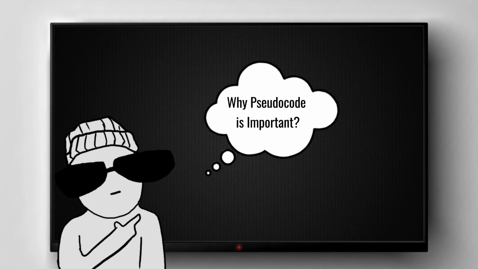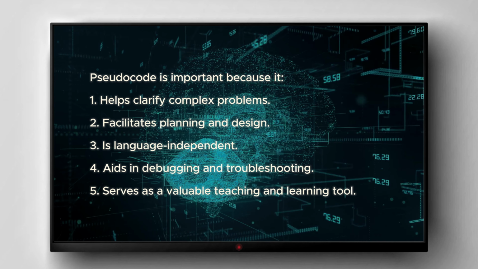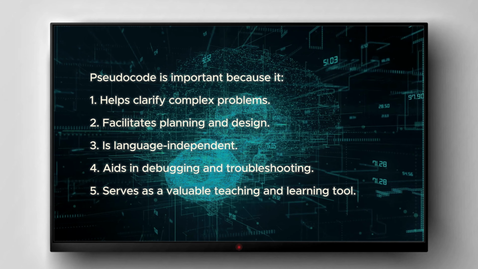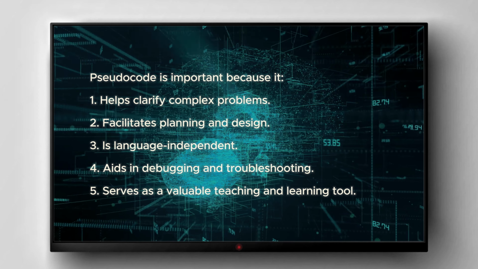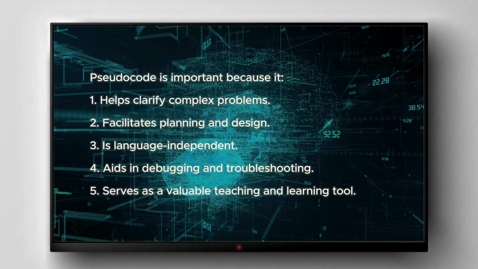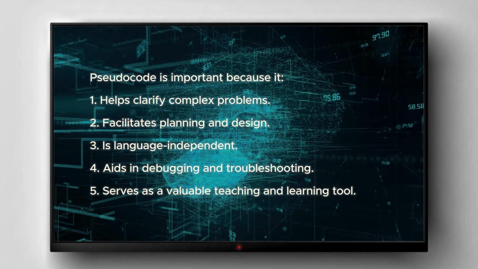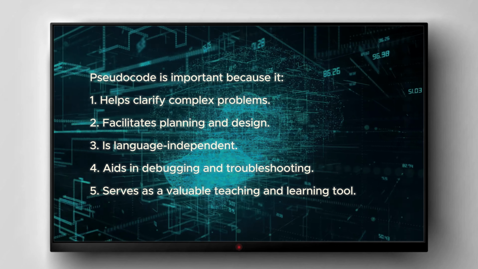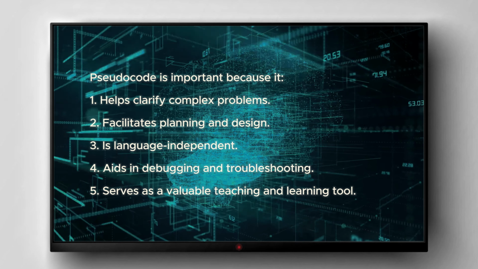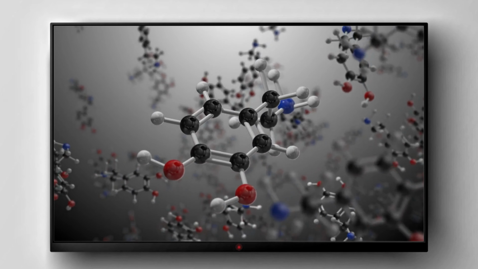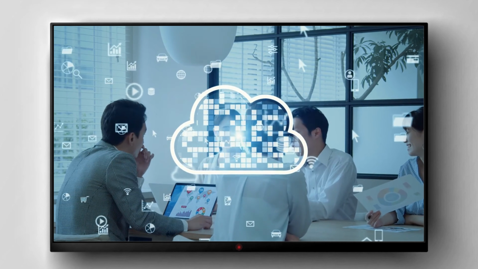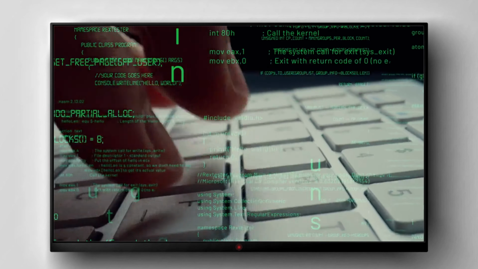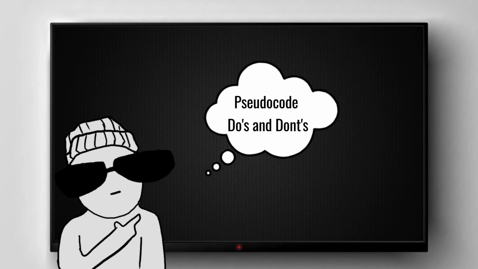Why is pseudocode important? Pseudocode is important because it: 1. Helps clarify complex problems. 2. Facilitates planning and design. 3. Is language independent. 4. Aids in debugging and troubleshooting. 5. Serves as a valuable teaching and learning tool. Pseudocode plays a crucial role in the software development process by fostering clear communication, aiding in problem solving, and facilitating efficient program development.